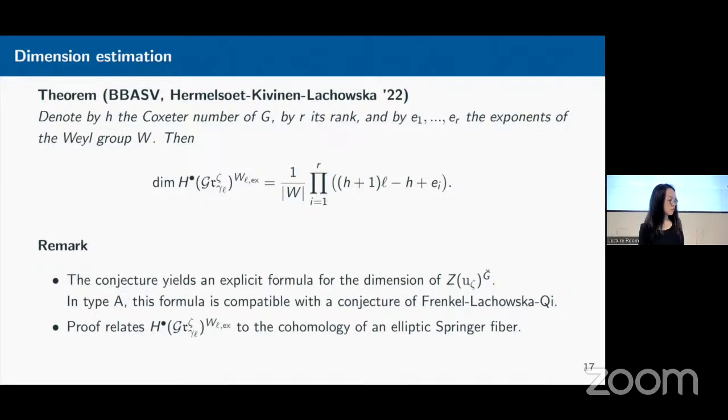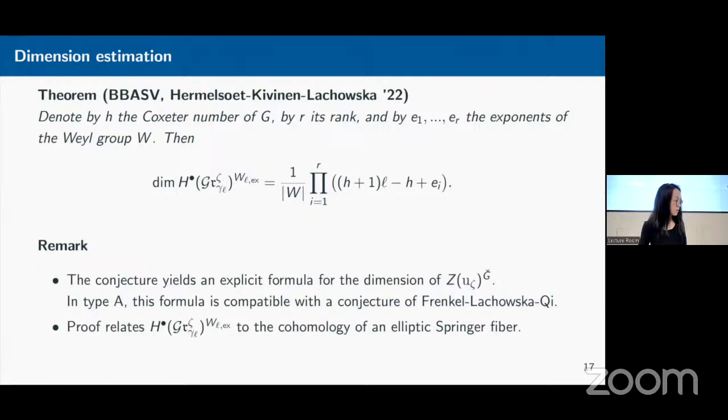So if we take h to be the Coxeter number of G and r its rank, and e_1, ..., e_r the exponents of the Weyl group, then we have an explicit formula for the dimension of this cohomology part. So this left hand side, we can use geometric methods to compute its dimension. And if the conjecture holds, then this would give a formula for the dimension of the G invariant part of the center. And in type A, there is an additional conjecture, which is this. Actually, in type A, this G action is trivial. So in type A, you do expect to get the whole center. And this formula was conjectured by Igor Frenkel, Lachowska, and Sny.